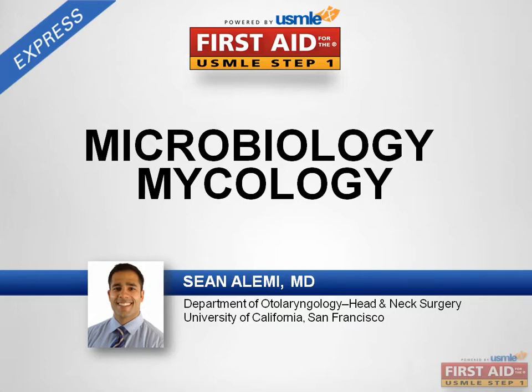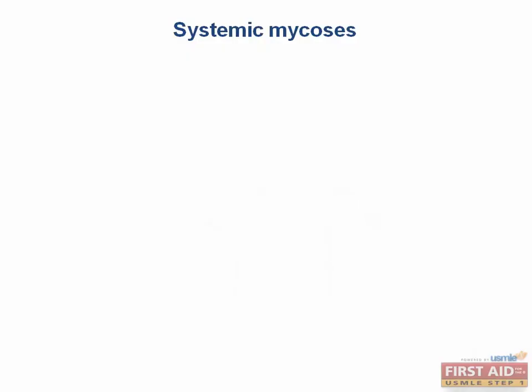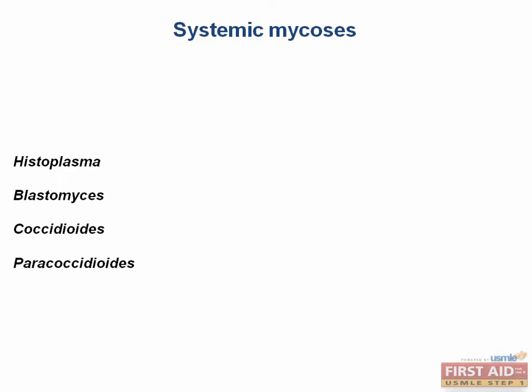Next up is mycology. First section is systemic mycosis, which is essentially a disseminated fungal infection, oftentimes mimicking tuberculosis. Within this category, there are four fungi that I want you to know. Histoplasma, blastomyces, coccidioides, and paracoccidioides. These are unique because each one is really endemic to a specific geographic location.